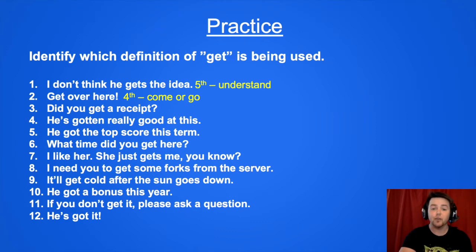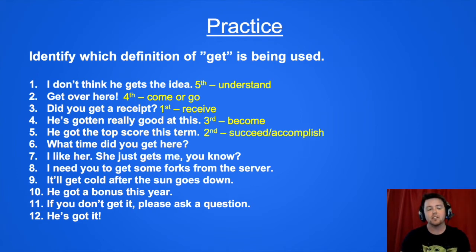Number 3, did you get a receipt? This is the first definition, receive. Did you receive a receipt? Number 4, he's gotten really good at this. Become. He's become really good at this. Number 5, he got the top score this term. This is the second definition, to succeed or accomplish. He accomplished the top score this term. Now, you can't always substitute the word, but many times the idea is so similar that it can be used.